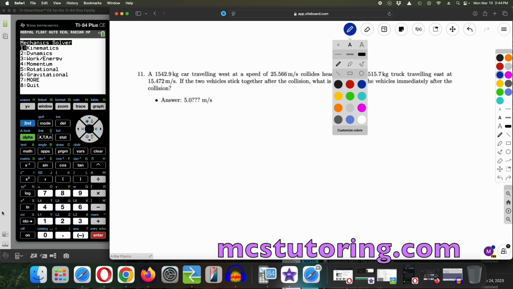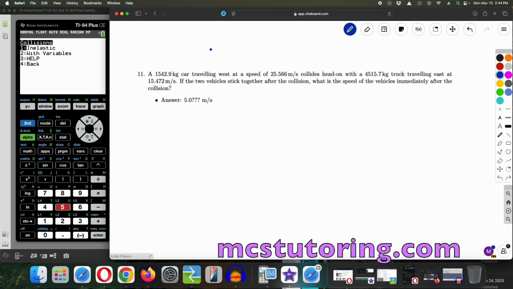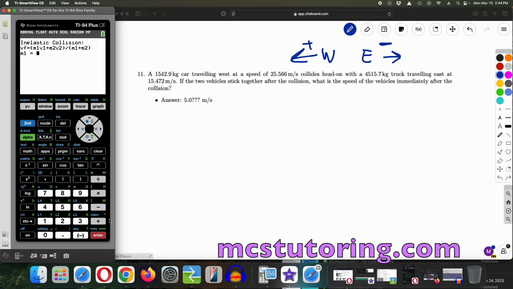You probably are too. So what we're going to do is another collision thing. So we got to go to collisions. Now, let's just assume west is positive and east is negative. So I'm just putting that, and you might want to put that in your notes when you're doing a problem like this, because if they're moving in opposite directions, one's going to be a positive velocity, the other's going to be negative velocity. So what we have, they stick together, so I'm assuming it's inelastic.